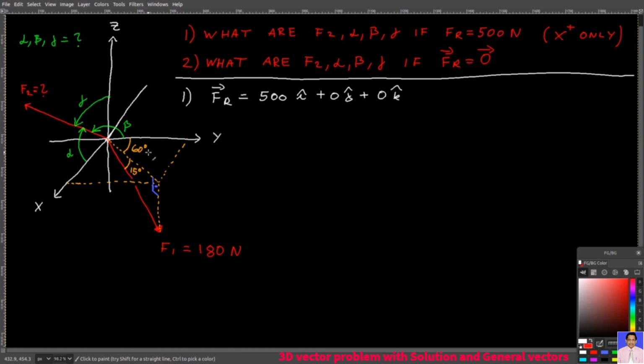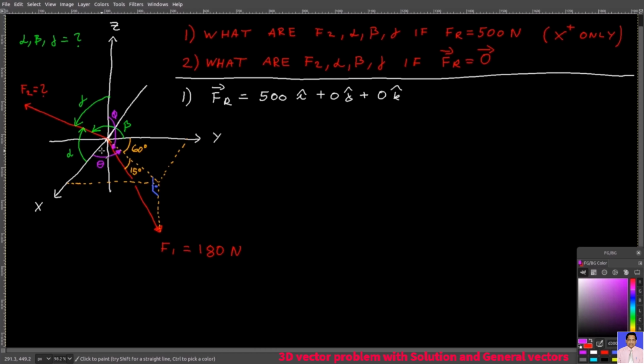And the other thing is that the angles that we have for our F1 vector are not official angles for the spherical coordinate system. For the spherical coordinate system, we are going to define angle theta that goes from the positive x direction and angle phi from the positive z direction. But of course they are very easy to calculate.